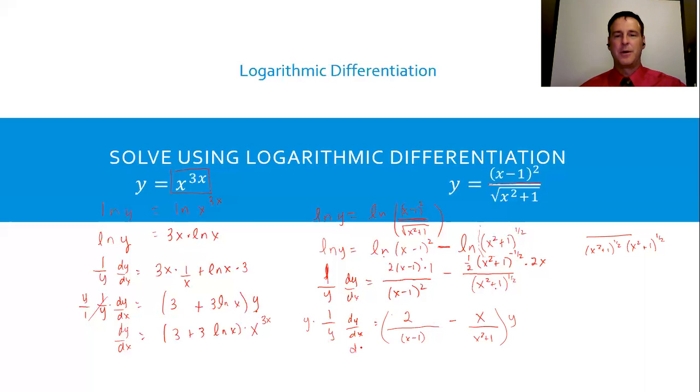And so you'll get dy dx is equal to, and I'm going to recopy this, 2 over x minus 1 minus x over x squared plus 1. And then the y that I multiply both sides by is the same thing as the original problem. So I'm going to rewrite that off to the right with a big times sign. That's x minus 1 squared all over the square root of x squared plus 1. And that is it.